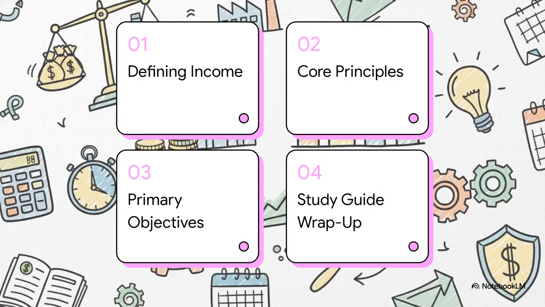Here's our roadmap for today's explainer. 1. Defining business income. 2. Core principles of measurement. 3. Primary objectives of income. And 4. A quick study guide wrap-up. Let's get right into it.